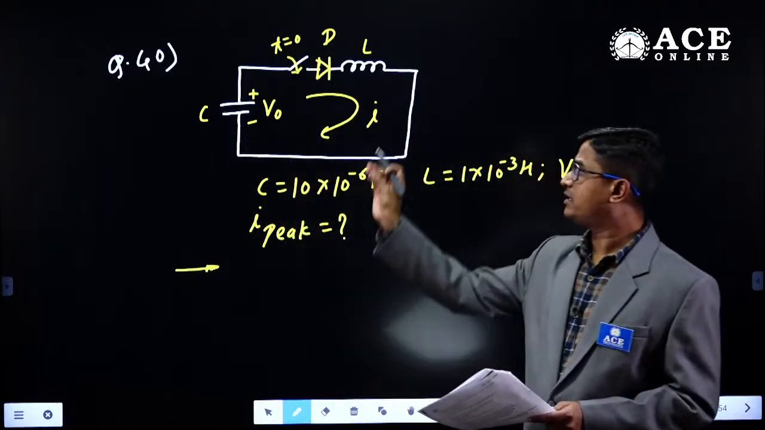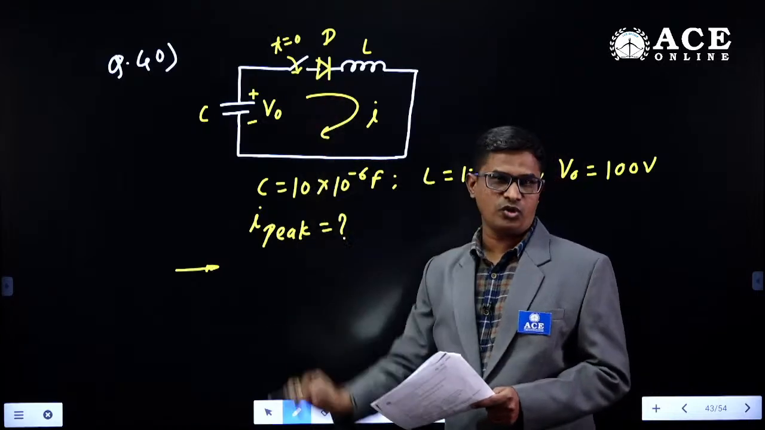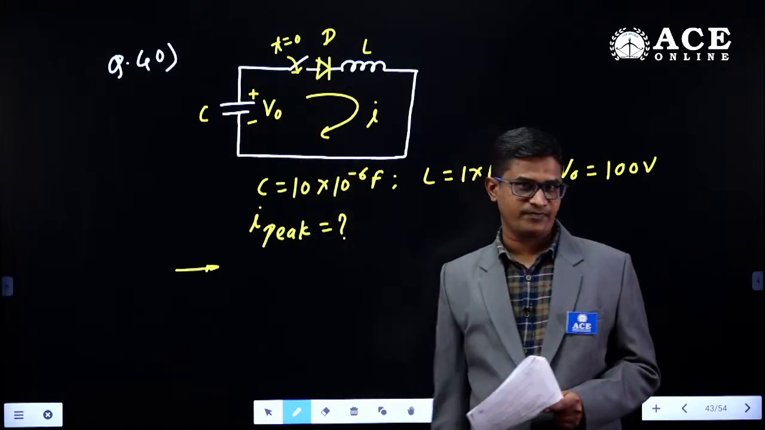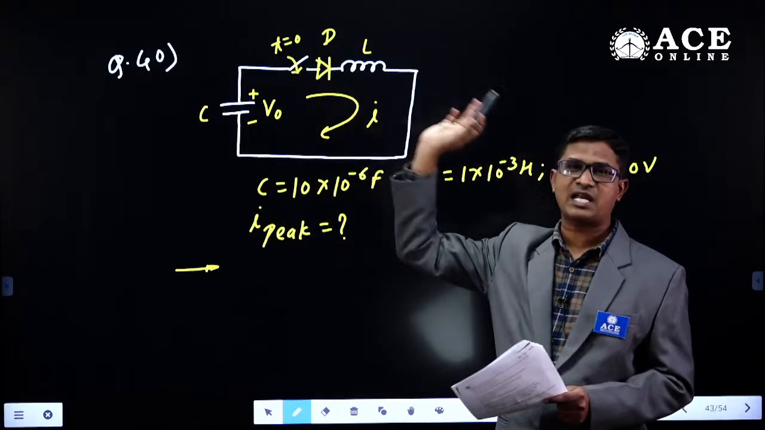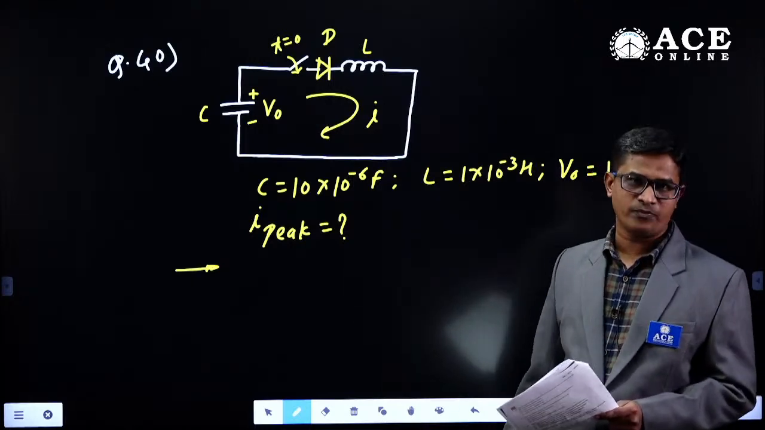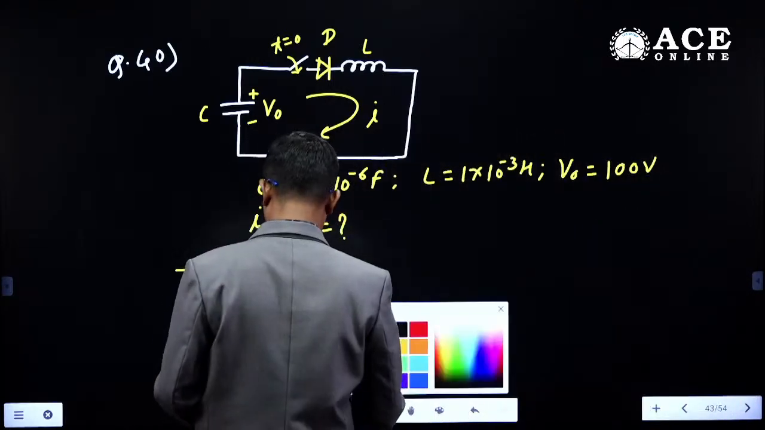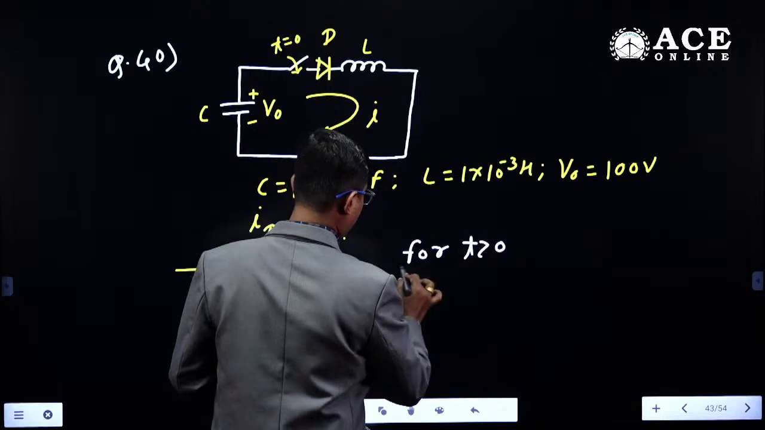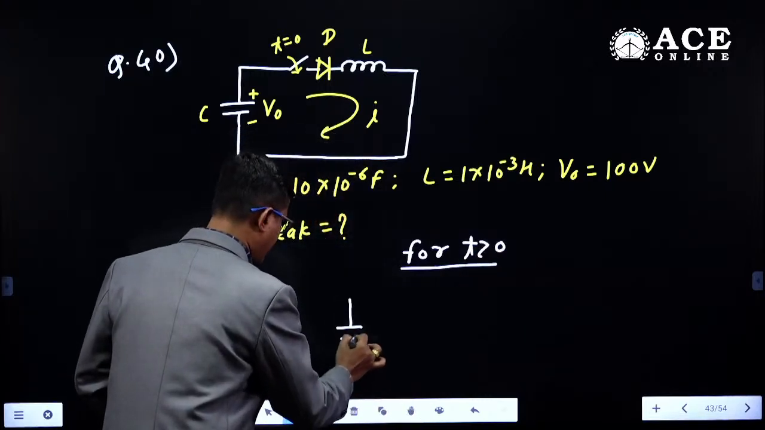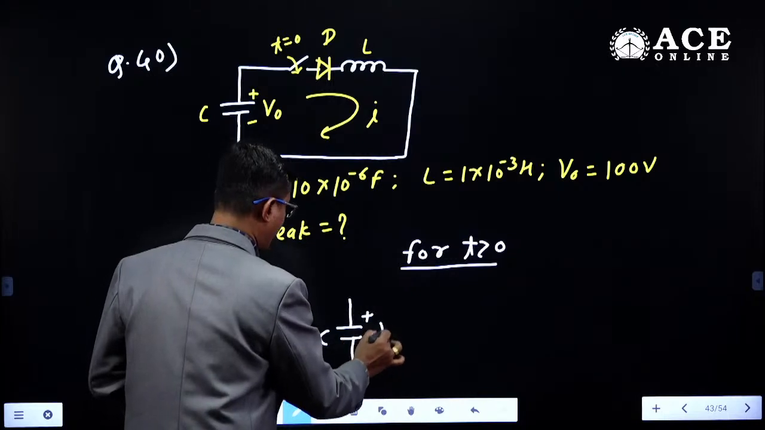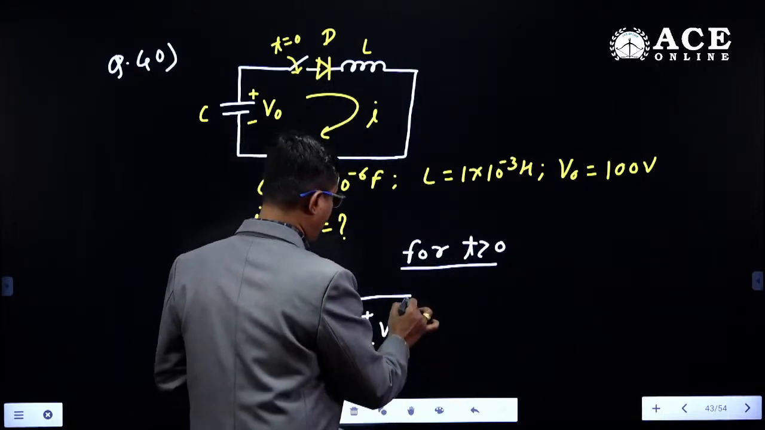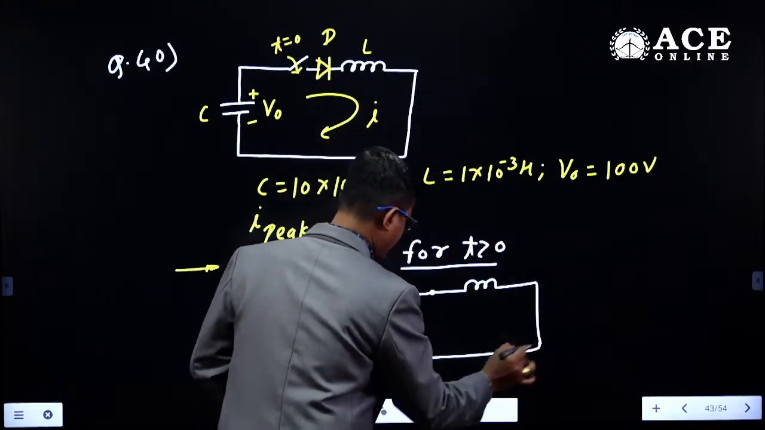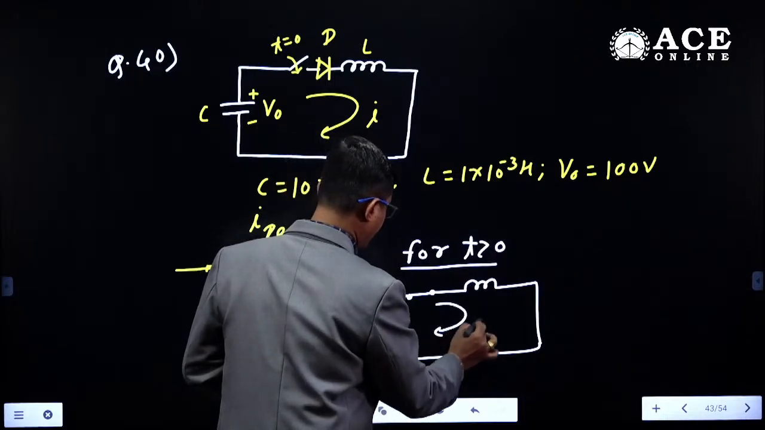Now at t equal to 0 we are closing this switch. Initially this capacitor is charged to the voltage of V0 with a polarity plus here, minus here. So as soon as this switch is closed, your diode starts conduction. For t greater than 0, if we draw the circuit, we are having the circuit like this. This is a capacitor which is initially charged to the voltage of V0, the diode which is in an on state, the inductor, and here the capacitor is present.